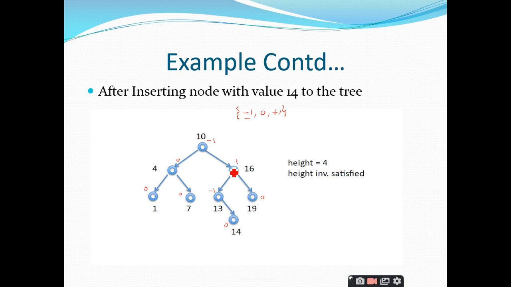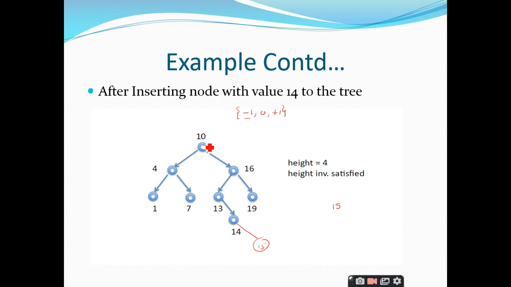Yes, sir. Now I want to add one more element, which is 15. Where should I insert 15? Right child of 14, sir. Right. So I should insert 15 as the right child of 14. This is how I have to do it. Am I right or not?